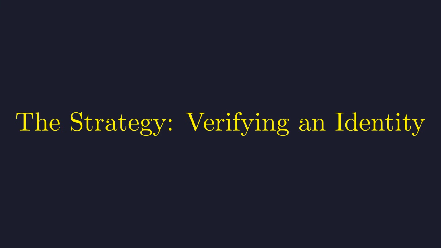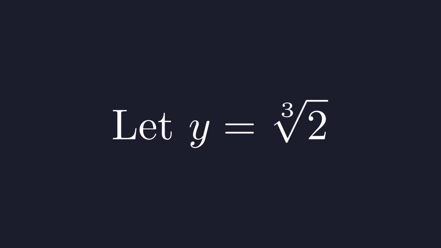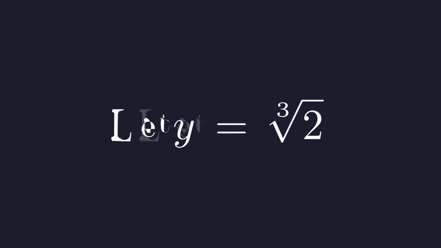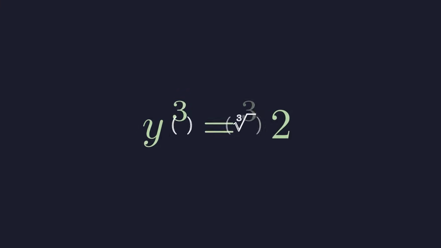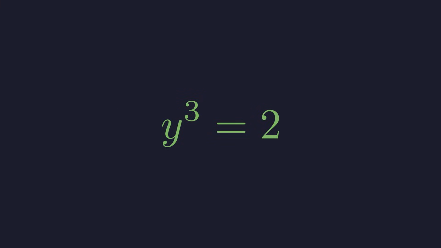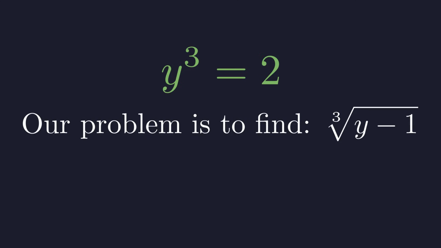First, let's simplify the notation. Let the term y equal the cube root of 2. To understand the properties of y, we will cube both sides. Cubing the left gives y cubed. Cubing the right cancels the cube root. This gives us our core relationship, y cubed equals 2. In this new notation, our goal is to simplify the cube root of y minus 1.